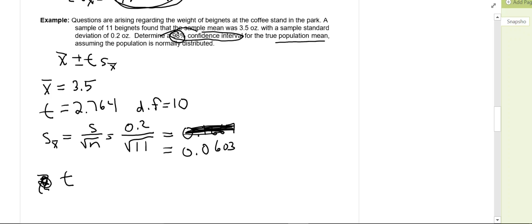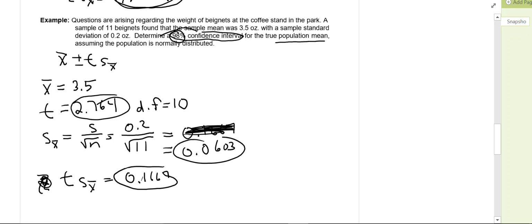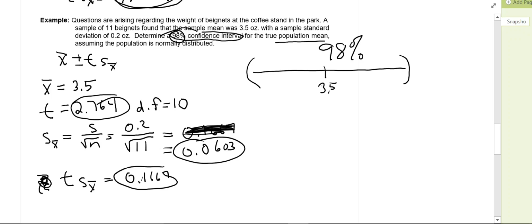T times s of x bar, that's what's equal to 0.1667. So now I'm going to add and subtract this value, which was the product of t and s, from x bar. When I do that, I'm going to have an interval centered at x bar. And I'm going to have 98% confidence that the true population mean, the true average weight of a beignet, is going to be between the two numbers I now calculate.